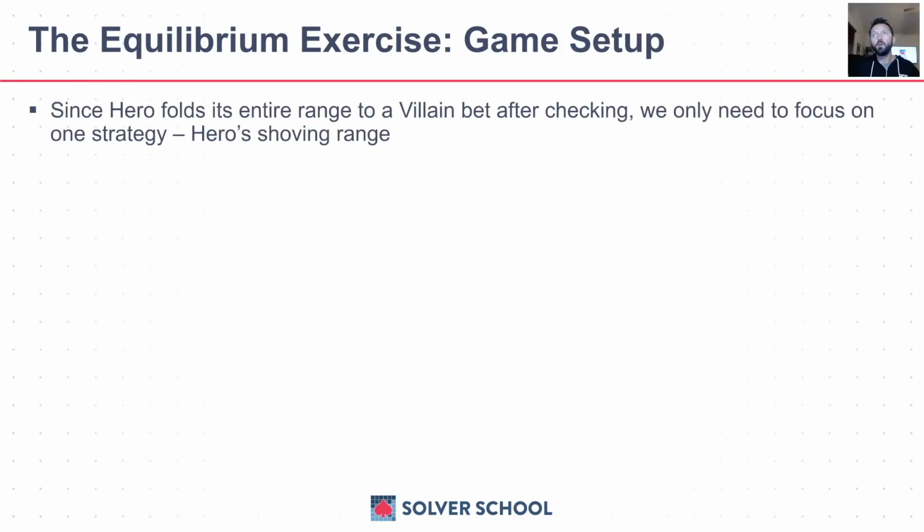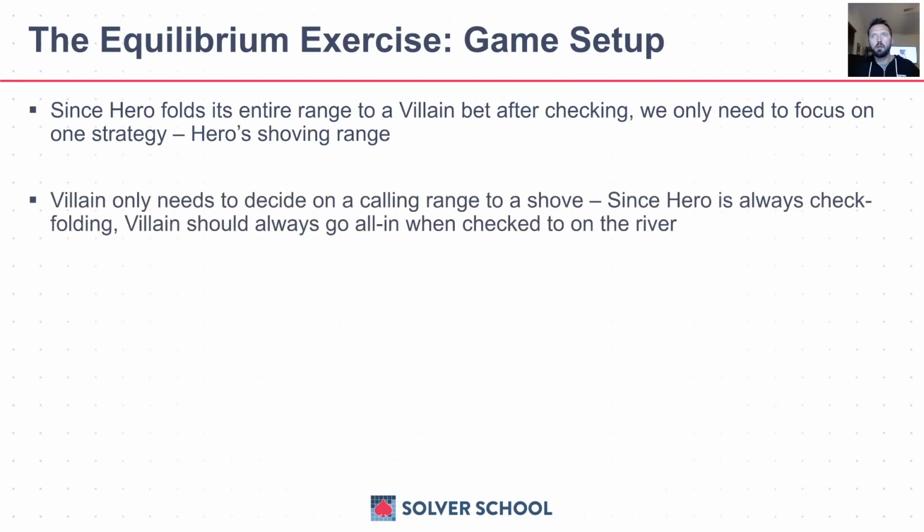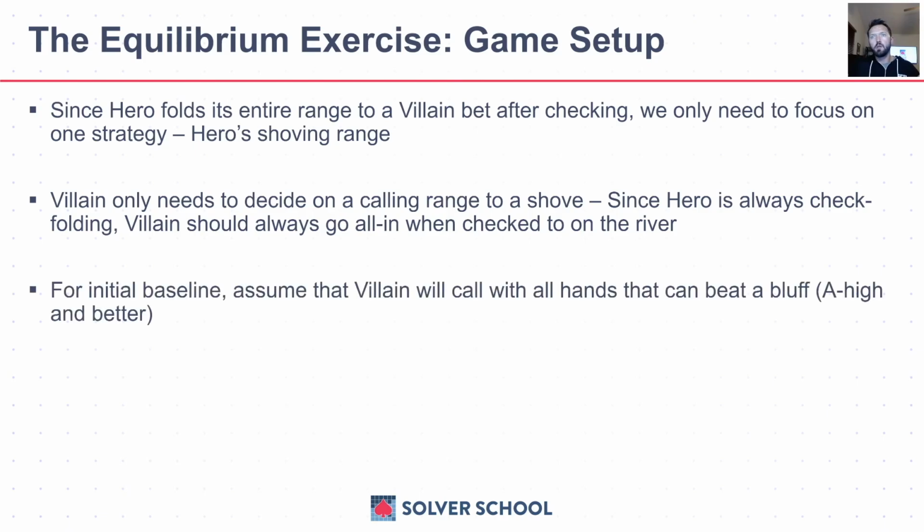Hero is folding his entire range to a villain bet after checking, and since that's the case, we only need to focus on one strategy, which is hero's shoving range. And the villain only needs to decide on calling a range to a shove. Since hero's always check-folding, villain should always be shoving and going all in when checked to on the river.